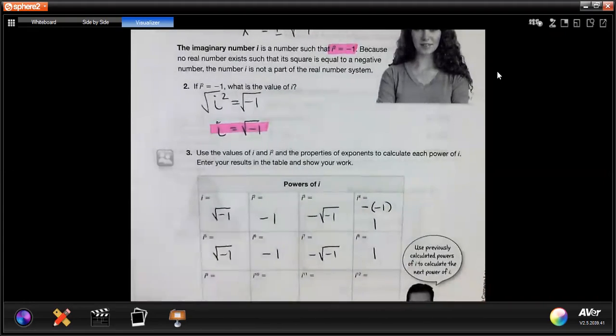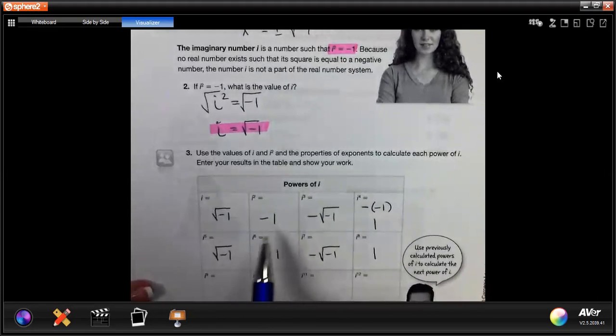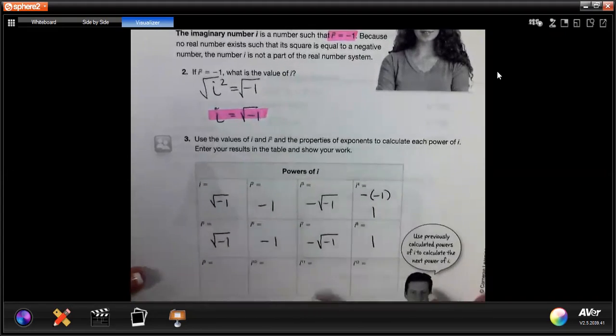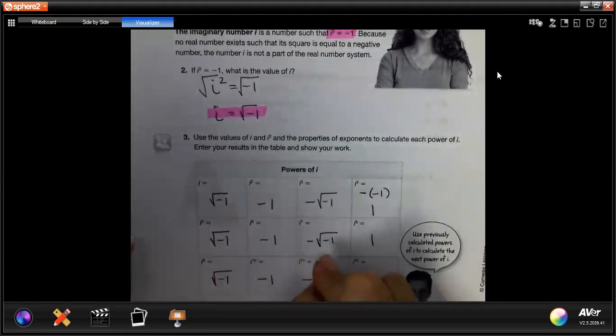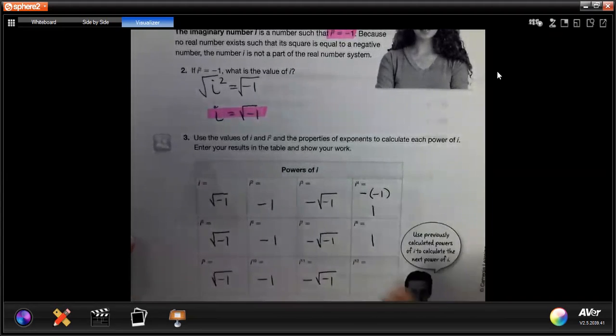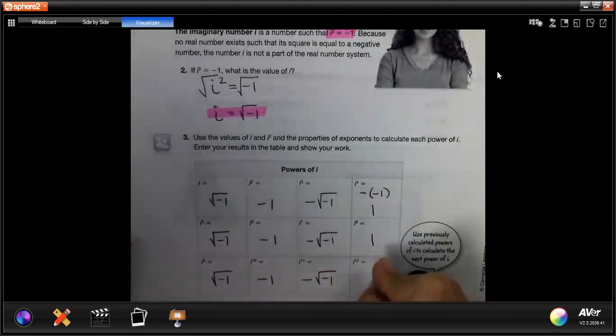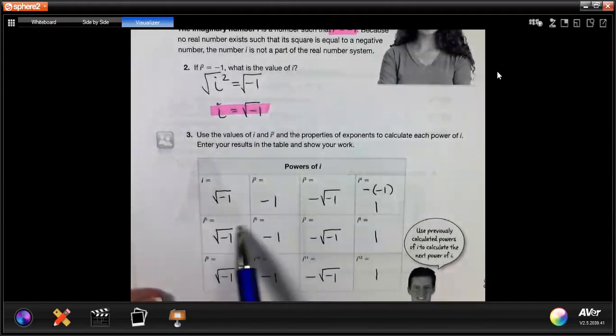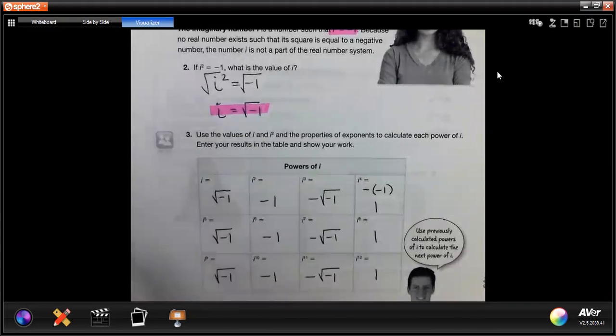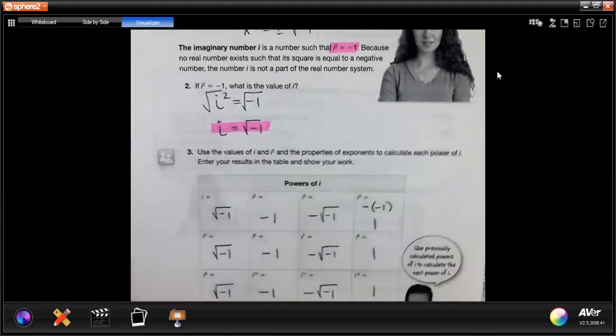And hopefully you see a pattern at this point. Every fourth one is exactly the same. So when we get to i to the ninth, it's going to be the square root of -1. i to the 10th is -1. i to the 11th is the negative square root of -1, and i to the 12th is 1. So this pattern repeats every fourth one. So you can use that to calculate i to a higher power by thinking about the way it repeats every fourth one.